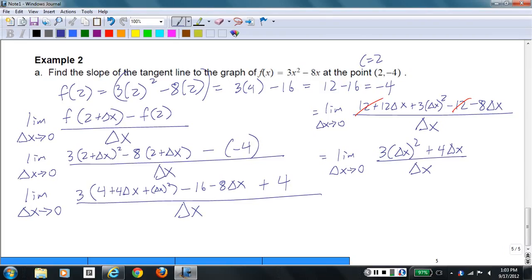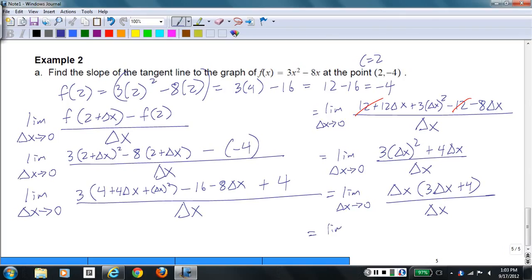So, is delta x a factor of the numerator? It is. It's a factor of each term of the numerator. So we can factor the delta x out of the numerator, writing it as the limit as delta x approaches 0 of delta x times (3 delta x plus 4) all over delta x. We can then divide out the delta x's. Again, that's the point. We want to be able to divide the delta x out of the denominator so that we can evaluate this by direct substitution.